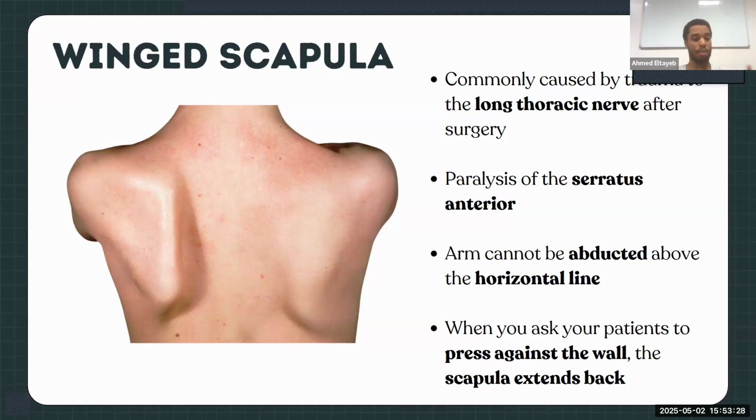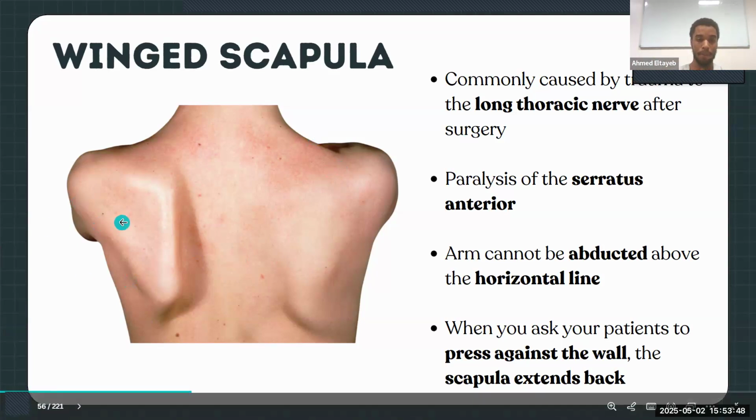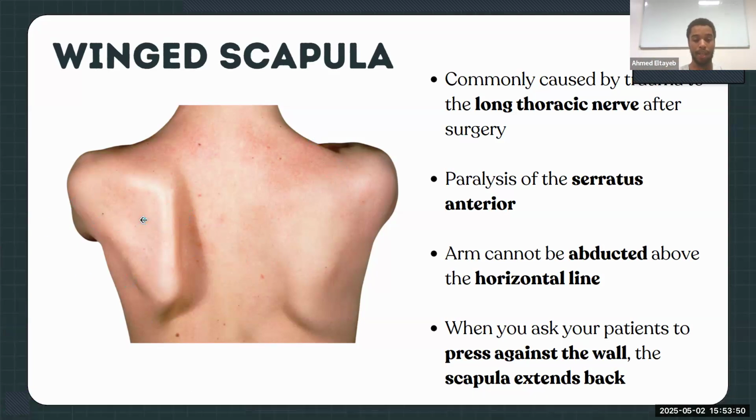So you tell your patient to go against the wall. They'd have to be shirtless, and you tell them to push against the wall. On their unaffected side, you see the scapula protract. You see the scapula go inside. But on the affected side, the scapula would bulge out. You can see here, it's bulging out. The serratus anterior is paralyzed. It cannot bring the scapula in and stabilize it. And also, they present with inability to abduct their arm above the horizontal level. They cannot abduct it above 90 to 100 degrees.